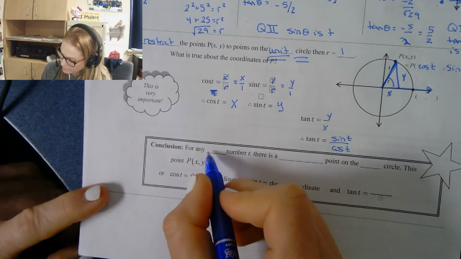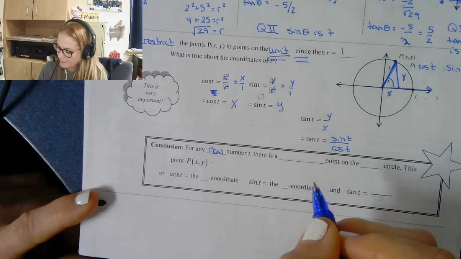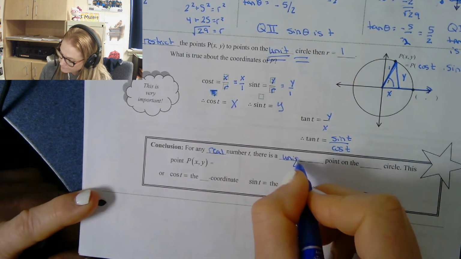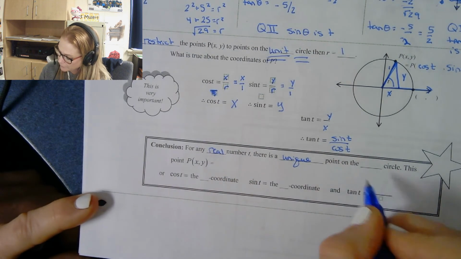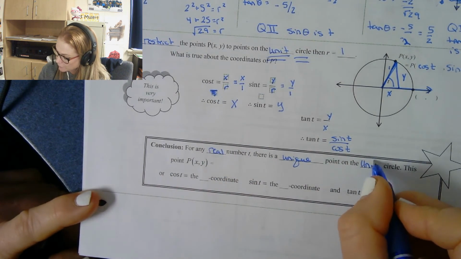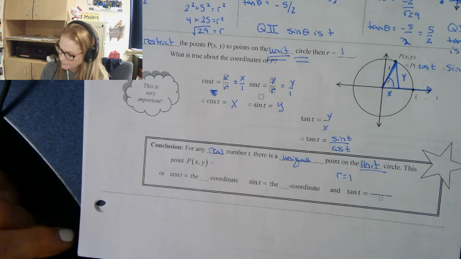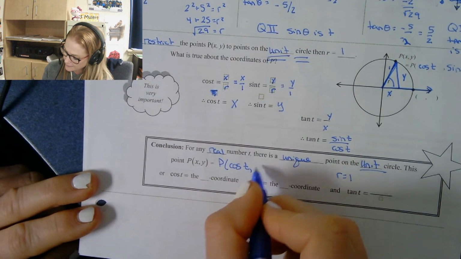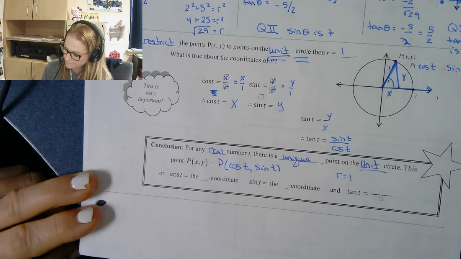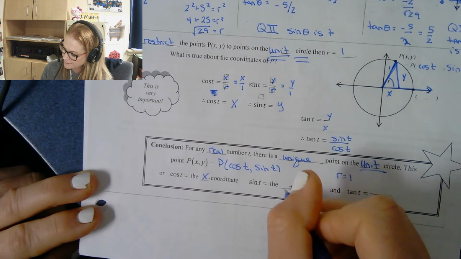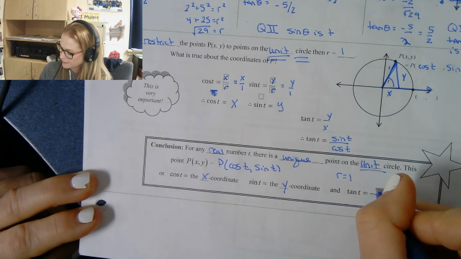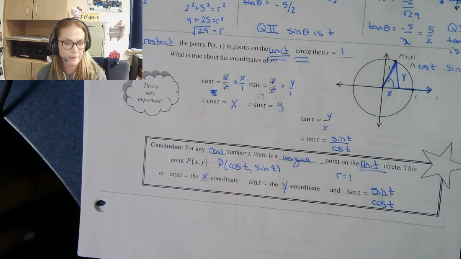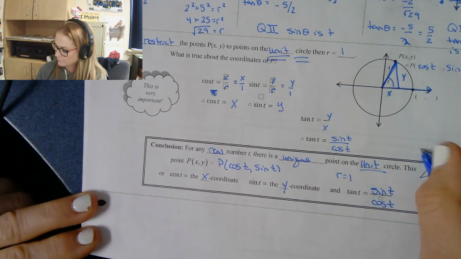For any real number t, for any angle on the unit circle, there's a unique point on the unit circle. It has to be the unit circle, radius 1, such that the point x, y is the same as the point cosine t, sine t. Cosine of t is the x-coordinate, sine of t is the y-coordinate, and tangent is then sine of t over cosine of t. So that formula gets a star.